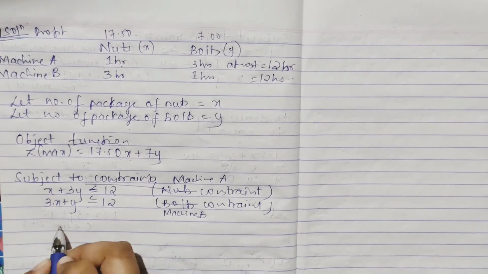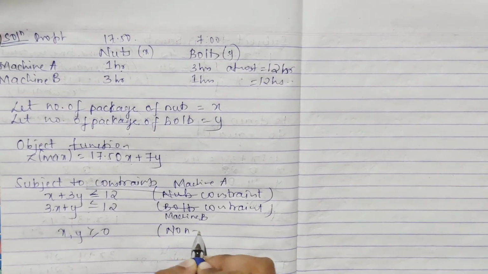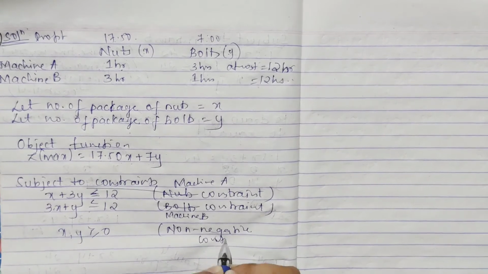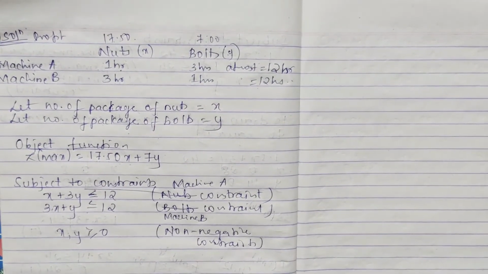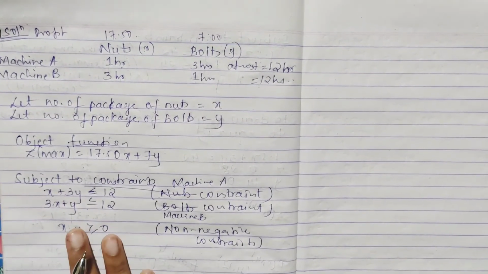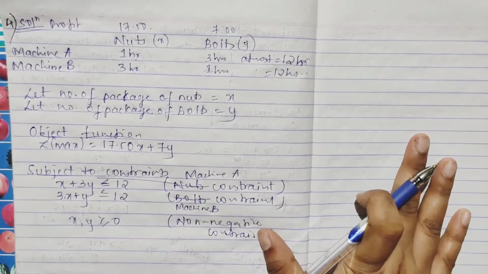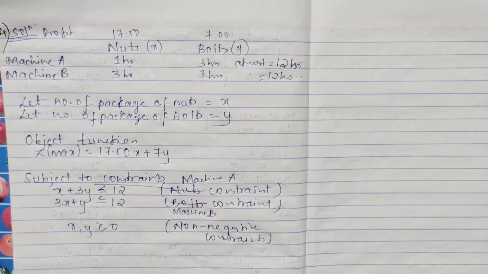And one more, the constraints which they don't give, that is the non-negative constraints, which you have to write. So you have got your objective function and your constraints. Now solve it, do the graph. It is left to you as homework. Draw the graph and find your maximum point.